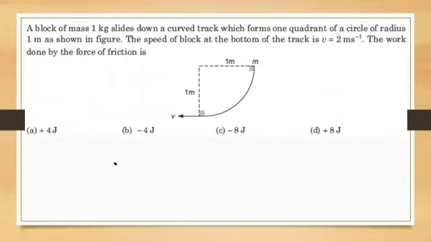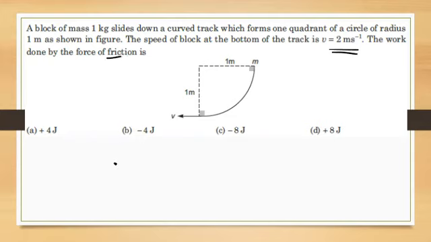Well, the question is: a block of mass 1 kg slides down a curved track which forms one quadrant of a circle of radius 1 meter, as shown in the figure. The speed at the bottom of the track is 2 meter per second.